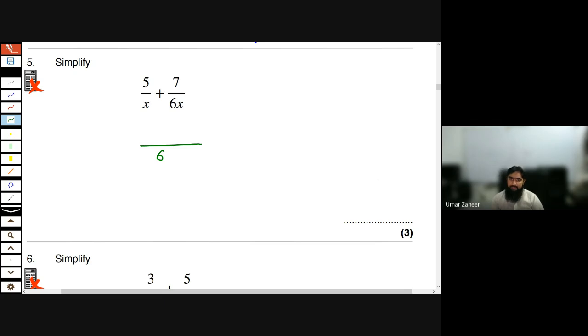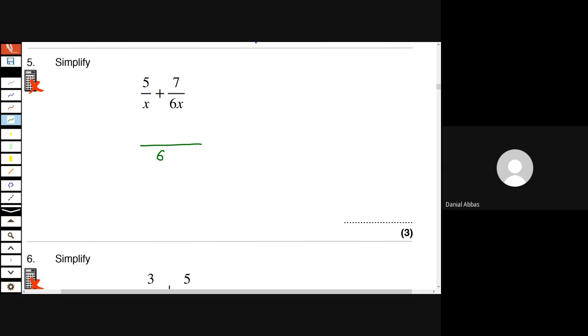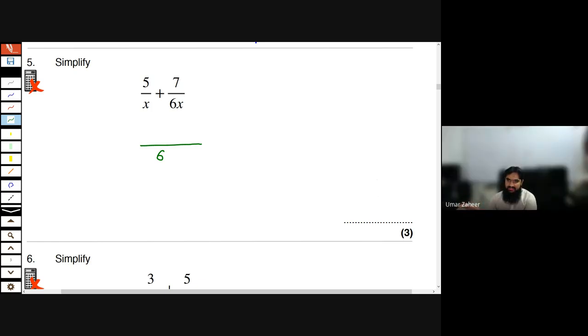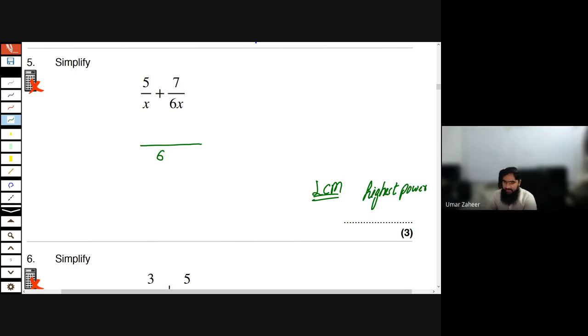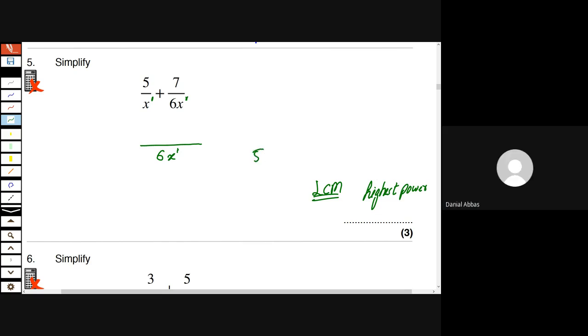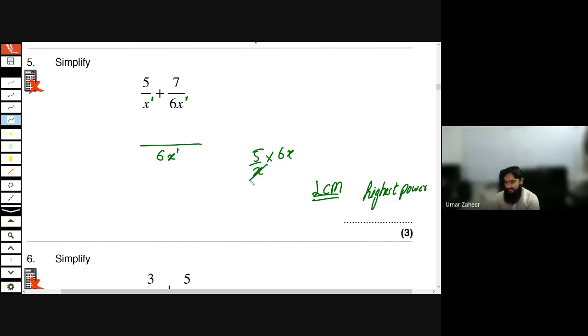Daniel, Afan, are you familiar that we have done the LCM and HCF? I told you if you are taking the LCM, you have to take the highest power, right? Or in simple terms, when you are going to take the LCM, you have to take the highest power of the number and the highest power of the variable. So you have x raised to power 1, so the highest is x raised to power 1.